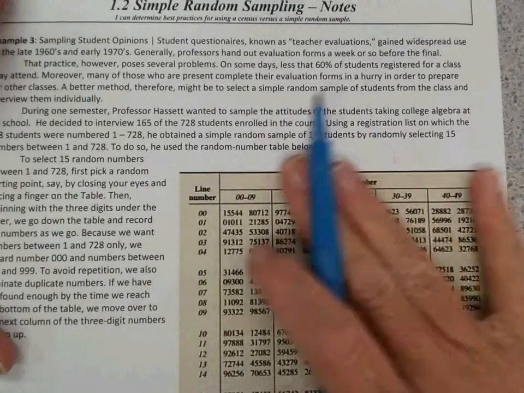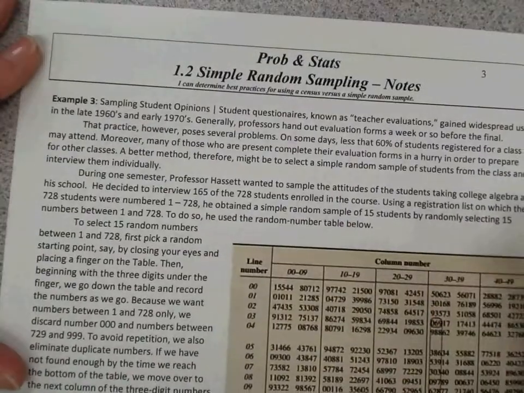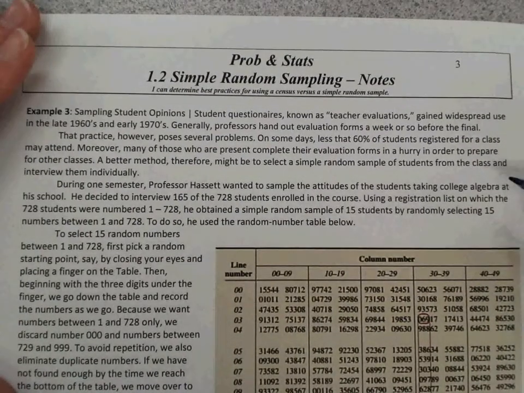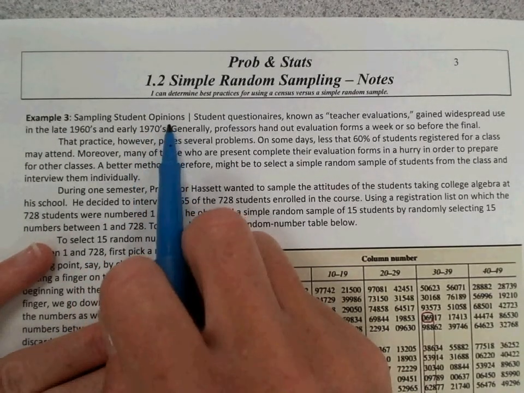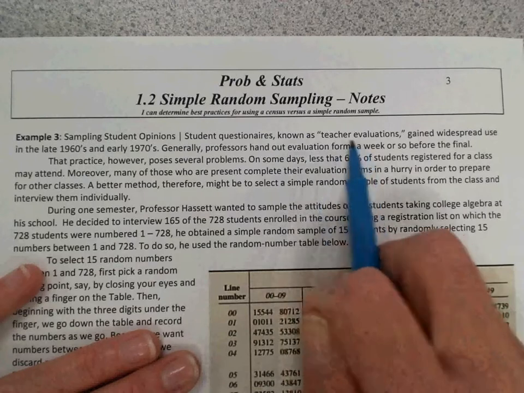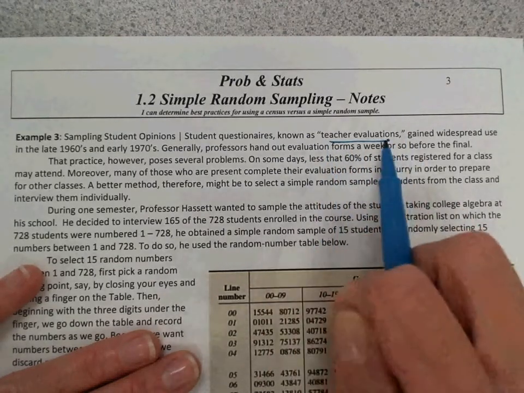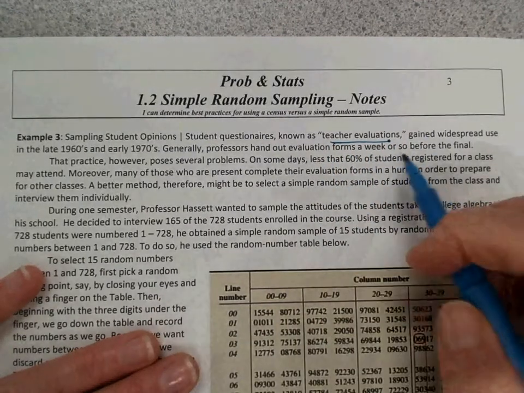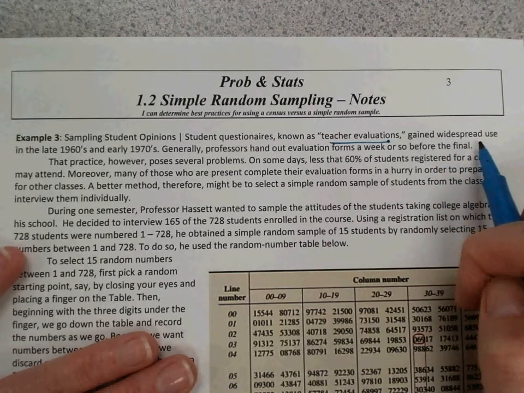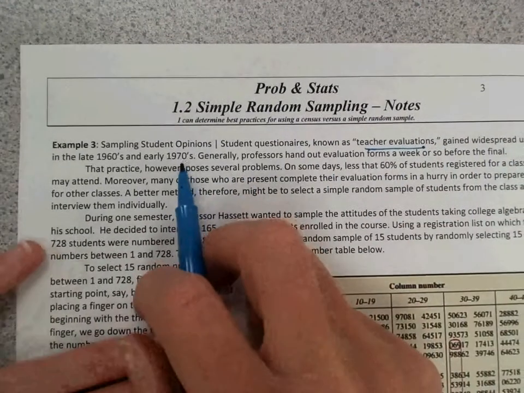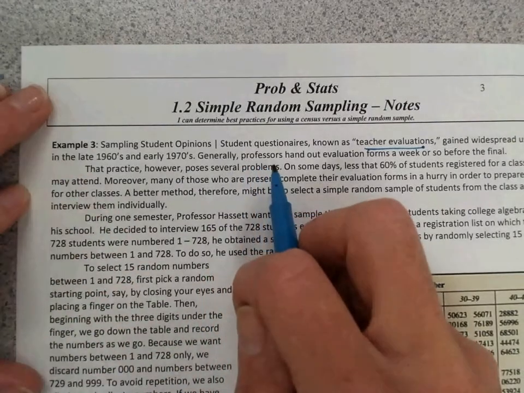Same idea, another larger table of random numbers. We have a sampling student opinions example. Student questionnaires, known as teacher evaluations. This is, again, a college atmosphere. This book is taken from a college course. They gained widespread use in the late 1960s and early 1970s.